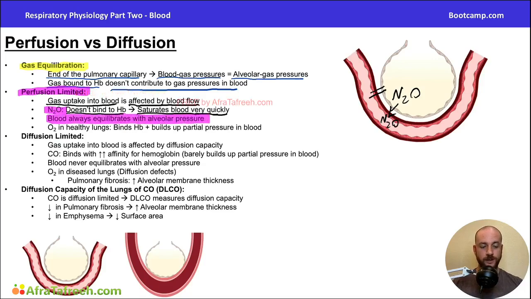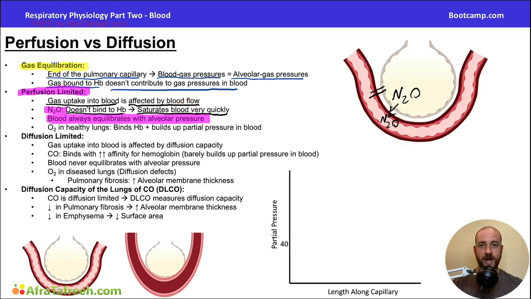And so if we just take a look at this graph here, we have the length along the pulmonary capillary on the x-axis, and partial pressure of a gas on the y-axis. And we have this line up here, which represents the partial pressure of that gas in the alveoli. And when we plot our nitrous oxide curve here, we can see that at the beginning of the pulmonary capillaries, the partial pressure of nitrous oxide is going to be 0, and that's because we don't usually find nitrous oxide in the blood. This is through some sort of nitrous oxide inhalation test.